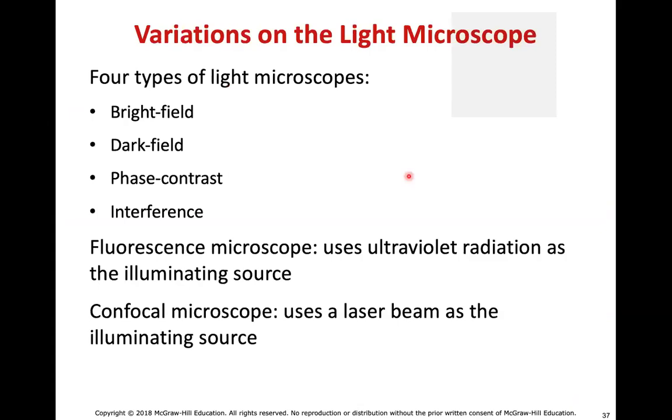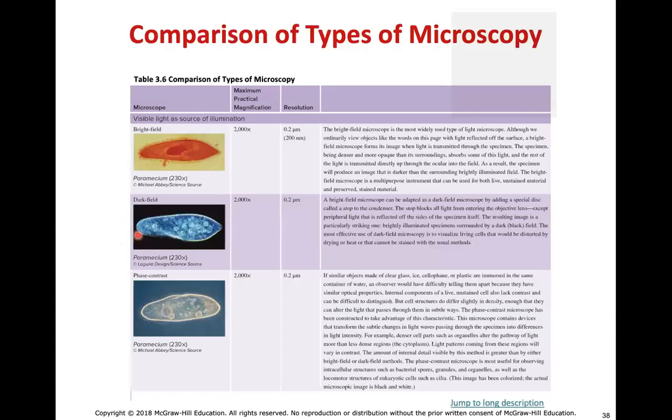Okay, there are different types of light microscopy. We have bright field, dark field, phase contrast, and interference. The only one that we typically use in the lab for a course like this is bright field. Okay, but just take a minute to familiarize yourself with the definitions of dark field, phase contrast, interference, and fluorescent microscopy, and where you might use those.